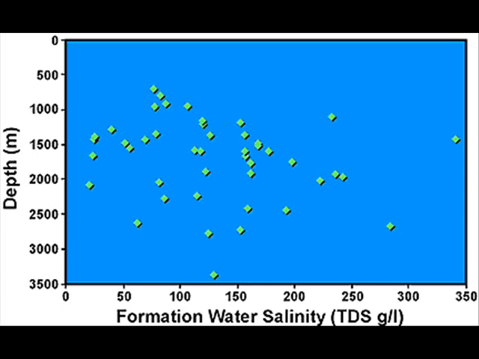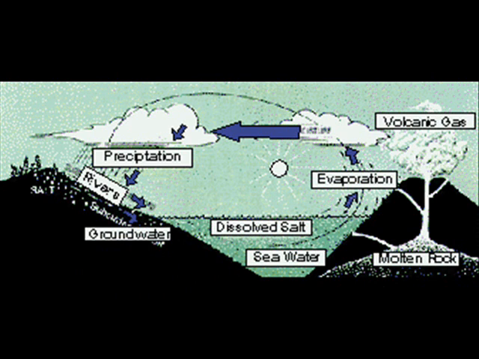Oceanographers typically express salinities in parts per thousand. Thus, the average salinity of seawater is 3.5% or 35 parts per thousand.